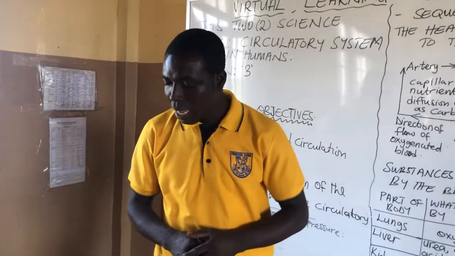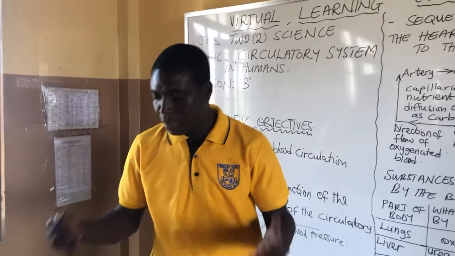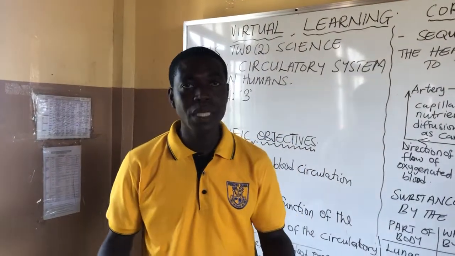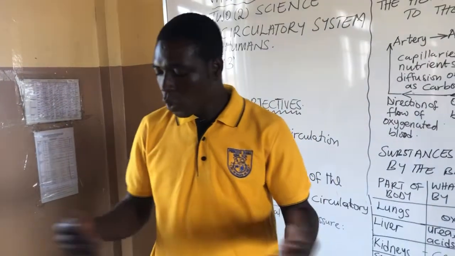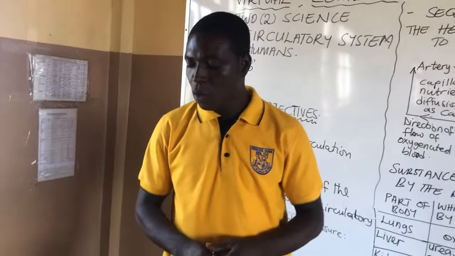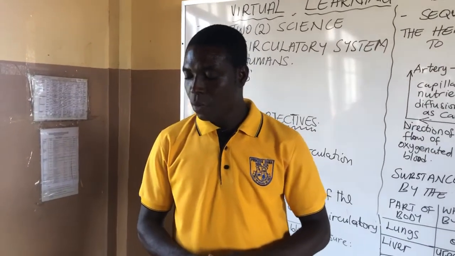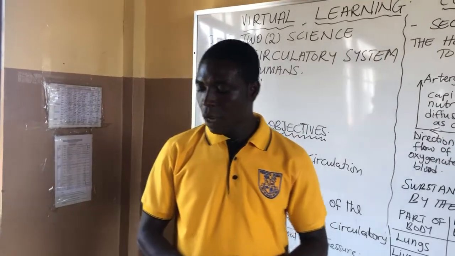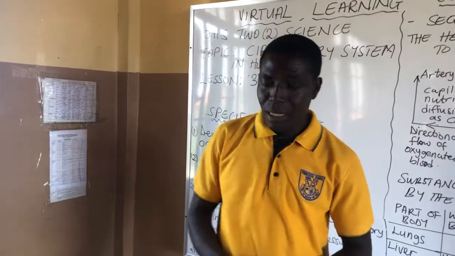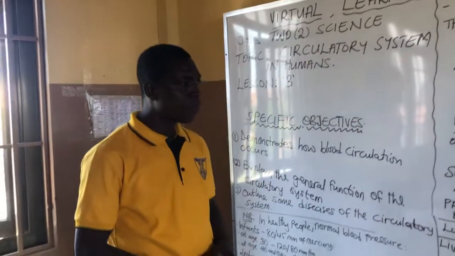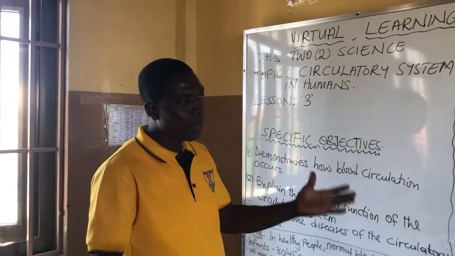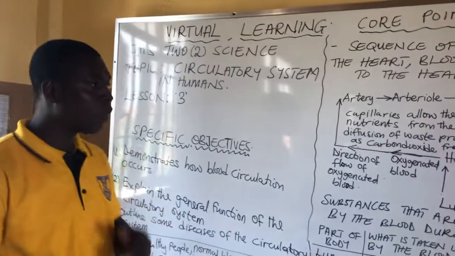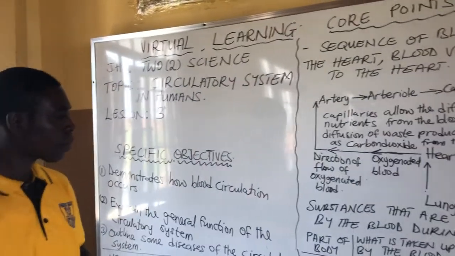We also have another disease which is known as hepatitis. It's a circulatory disease. Hepatitis, we have hepatitis A, B, and the rest. We have types. We also have another disease known as atherosclerosis. That is the thickening and hardening of the walls of the artery. These are diseases of the circulatory system. We will look at the causes, the symptoms, and how we can prevent these diseases in our subsequent lessons.